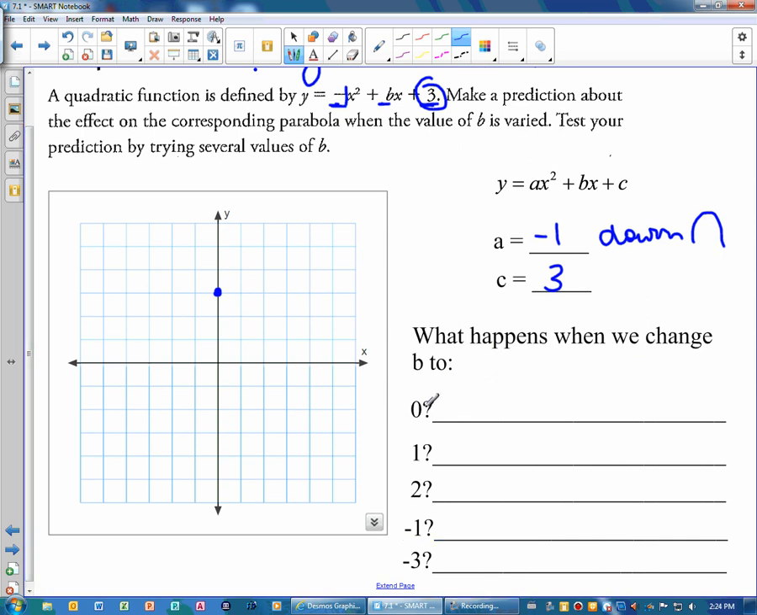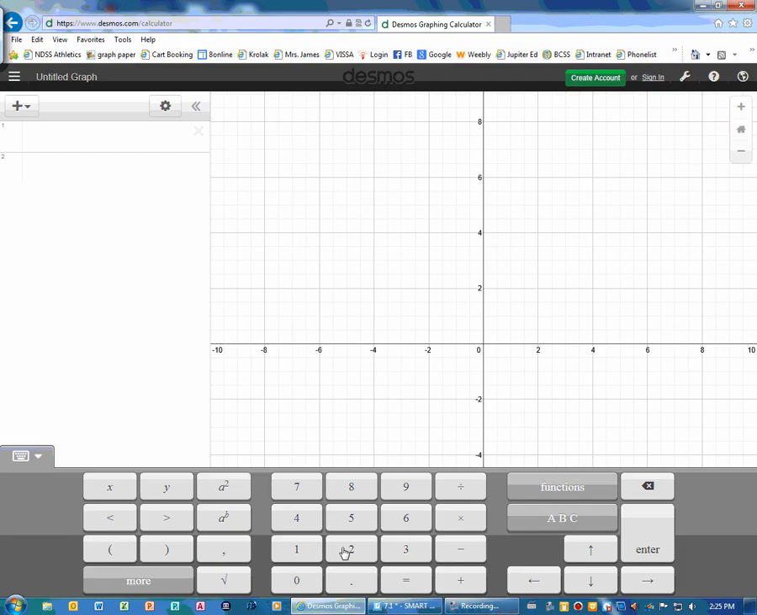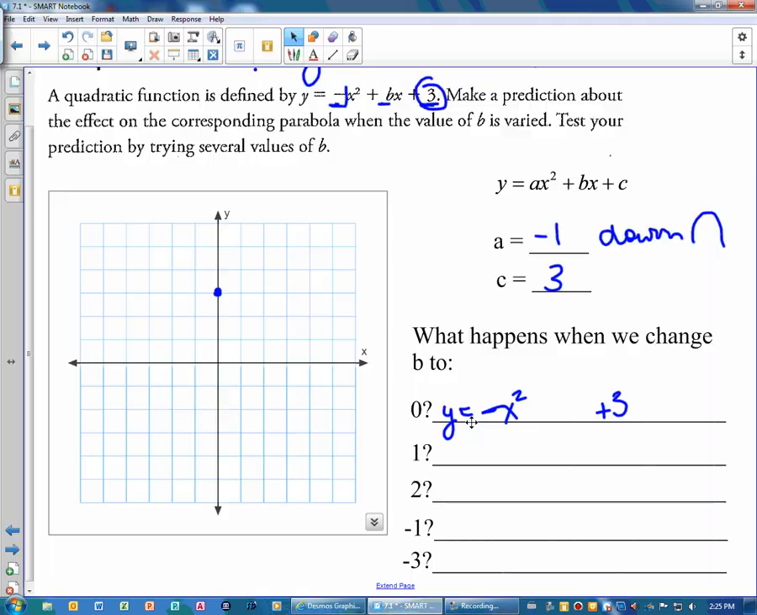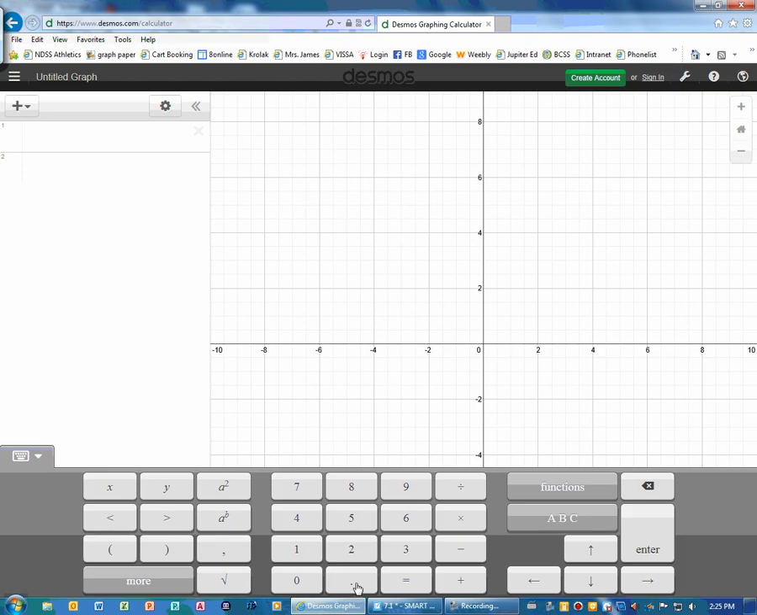So it says, what happens when we change b to 0? My equation would be y equals negative x squared plus 0x, because we're replacing b with 0, plus 3. Well, anytime you multiply anything by 0, it just goes away. So actually, this equation is just going to be y equals negative x squared plus 3, okay? So I want you to go to this graphing calculator, and we're going to play with it. We're going to graph y equals negative x squared plus 3. So go to this graphing calculator. Pause if you have to, but if you're there, you can work with me.